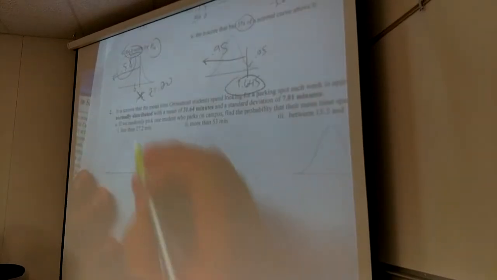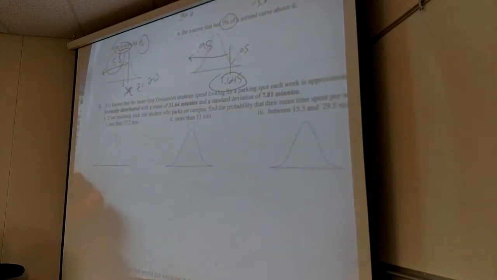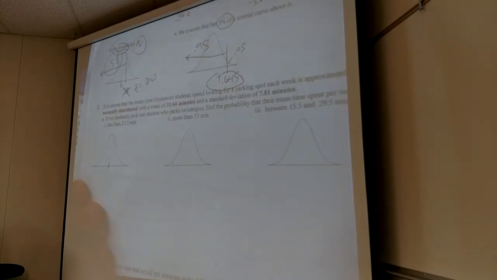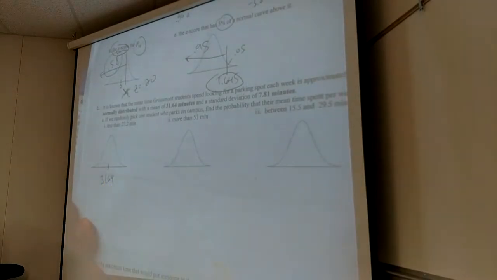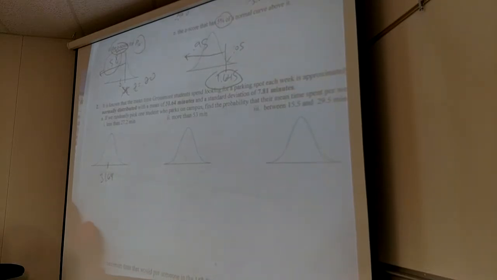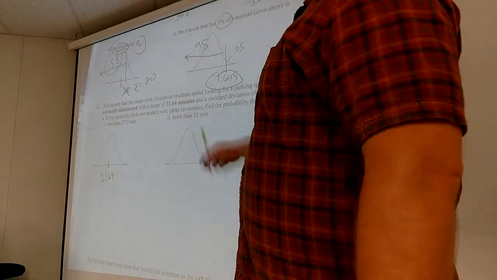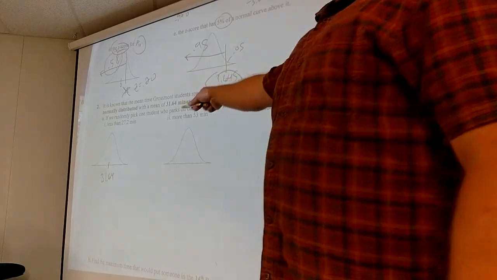Sure. All right. So what goes right in the middle of this? If you read through this little setup, what goes right in the middle? 31.64. That's the mean. It's normally distributed. The mean is in the middle. It's symmetric across the mean. And I want to know the probability that it's less than 27.2 minutes for somebody to find a parking spot over a week. So where's 27.2 minutes on that picture?